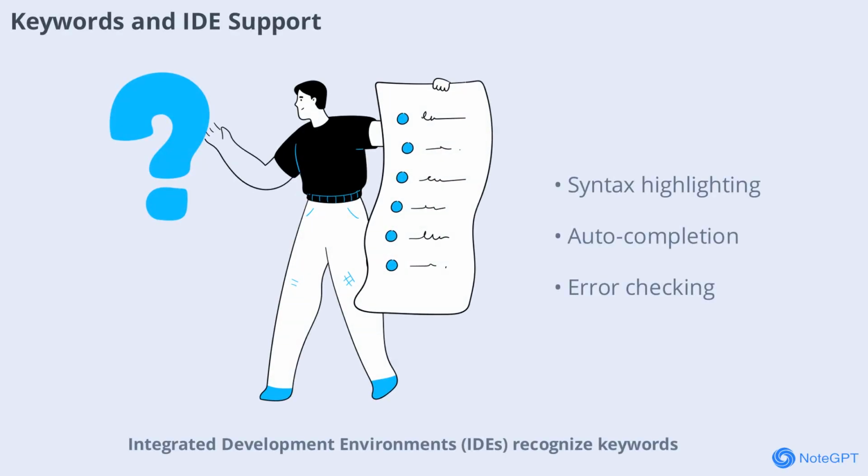Integrated development environments (IDEs) recognize keywords and provide features like syntax highlighting, auto-completion, and error checking. This support makes coding faster and reduces the likelihood of mistakes. Familiarity with keywords helps you take full advantage of these tools.